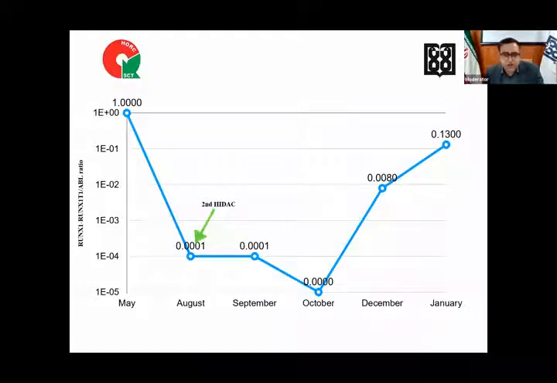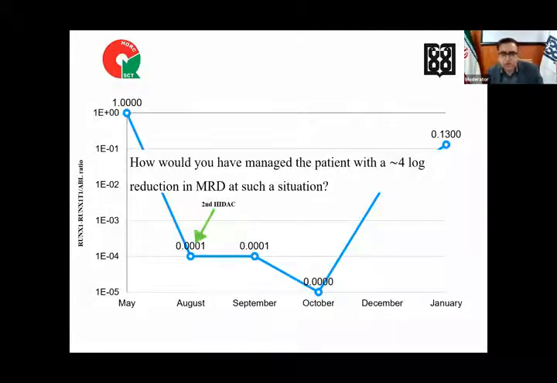Now, I would like to ask Professor Rawandi, how would you have managed the patient with a near 4-log reduction in MRD in such a situation?